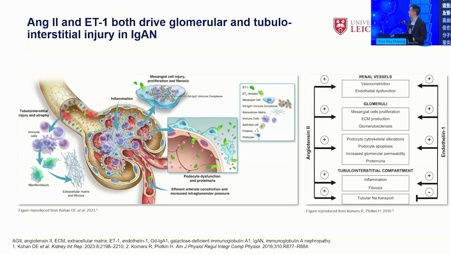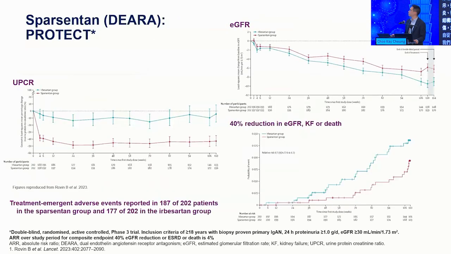And up to now, we've only really had the ability to block angiotensin II signaling with ACE inhibitors and ARBs, but with the advent of more selective endothelin A receptor blockers, we can now target this process as well. And this was tested in the sparsentan PROTECT study, which showed that treatment with sparsentan could effectively reduce proteinuria in the sparsentan group versus the irbesartan group, could slow down the rate of progression of kidney function decline, and there was a reduction in the number of patients reaching a 40% reduction in eGFR, kidney failure or death.